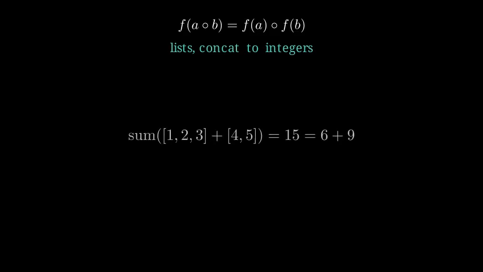Now fix the source as lists of integers under concatenation, and watch one source feed two different targets. Send a list to the integers under addition with sum. Sum of 1, 2, 3, joined with 4, 5 is 15, which is 6 plus 9. Send the same lists to the integers under multiplication with product. Product of 2, 3, joined with 4, 5 is 120, which is 6 times 20. Same source, different target, same shape.